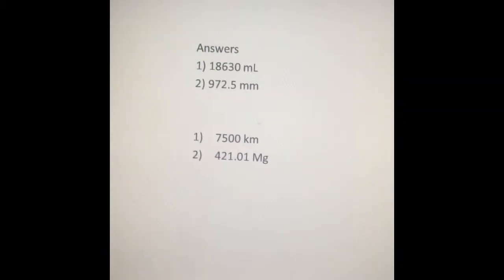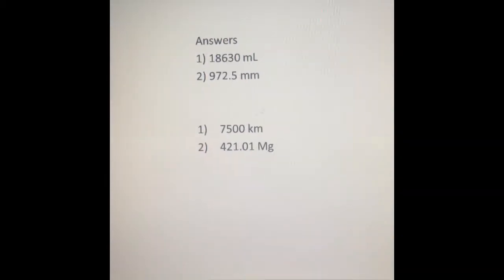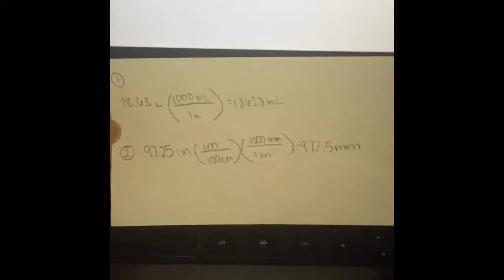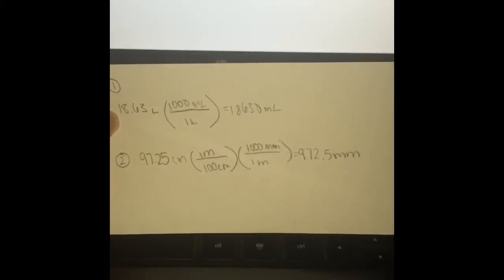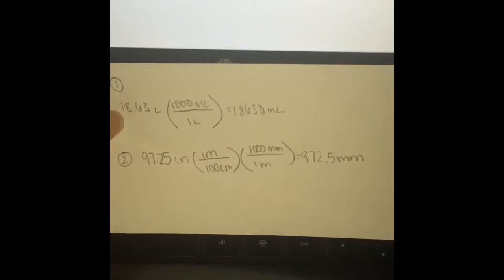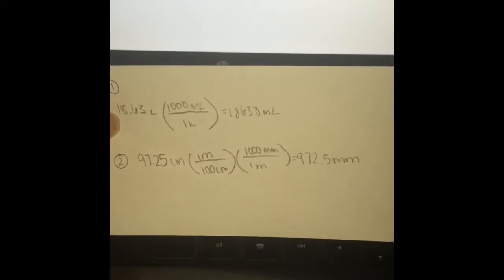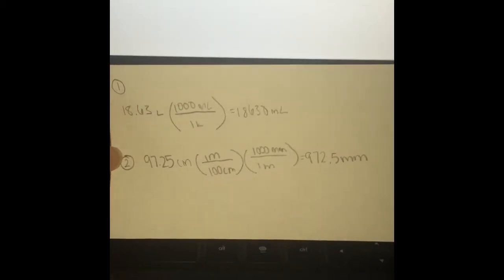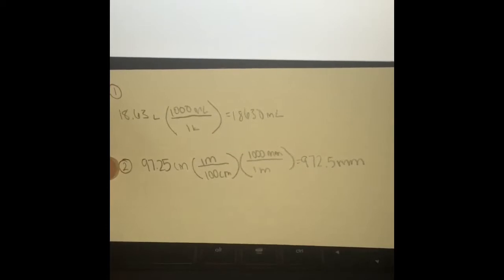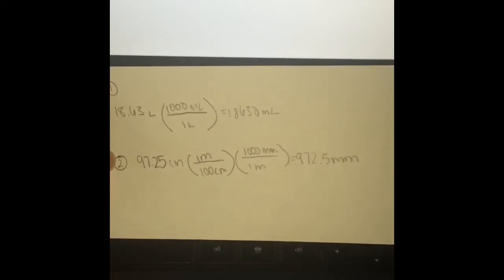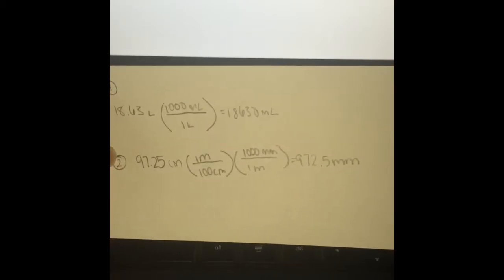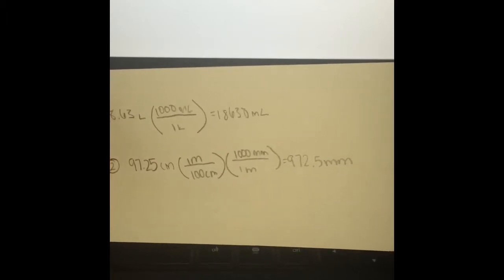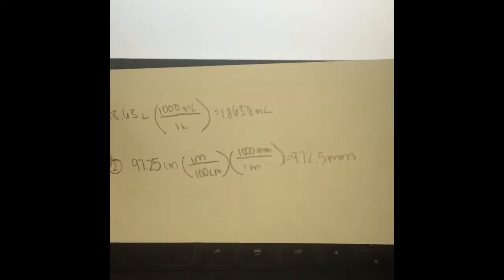So these are the answers. And this is the work of how to do the first two. So for the first one, you start with 18.63 liters, and then you want to cancel out the liters, so you put the 1 liter on the bottom, and 1,000 milliliters is 1 liter. And then for the second one, you start with 97.25 centimeters. So again, you want to cancel the centimeters, 100 centimeters and 1 meter. Then to cancel the meters, you put on the bottom, and 1,000 millimeters and 1 meter.